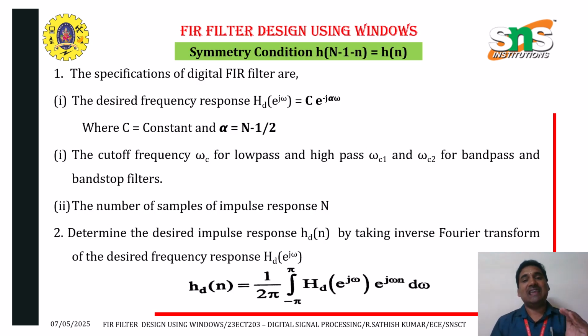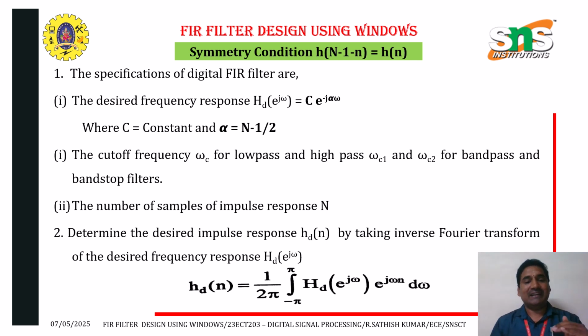Now we can see the FIR filter design using windows for the symmetric condition. Symmetric condition: h of N minus 1 minus n is equal to h of n. First, we choose the desired frequency response Hd of e power j omega, which is equal to c into e power j alpha omega. C is a constant, alpha is equal to N by 2. Omega c for low pass and high pass, omega c1 and c2 for band pass and band stop. Next, the number of samples in the impulse response will be N.